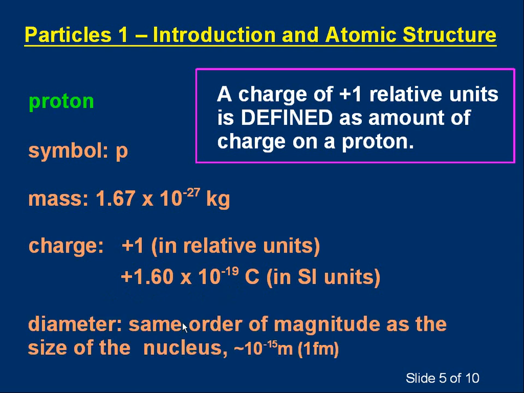The diameter, the size of a proton, well, it's actually the same order of magnitude, roughly the same ballpark as the size of the nucleus. So it's around 10 to the minus 15 meters, or 1 femtometer.